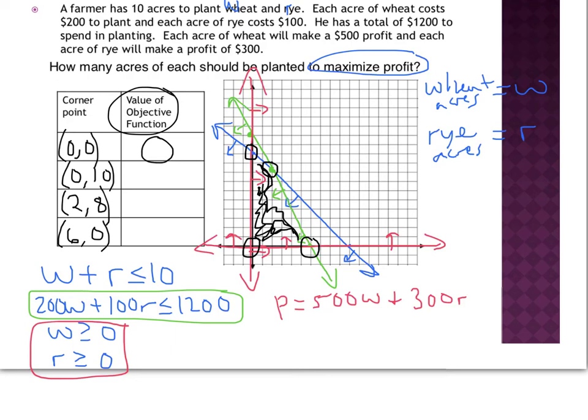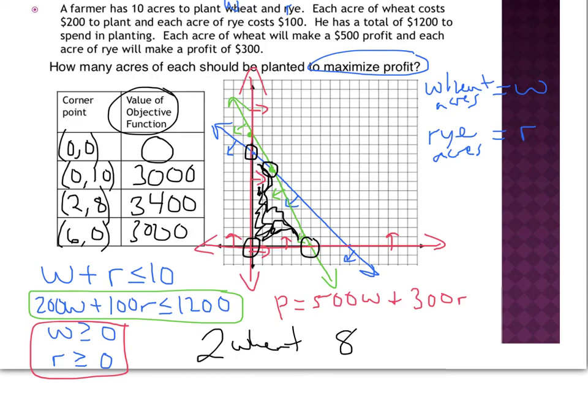Alrighty. If I plug in 0 for W and 10 for R, I'm going to have 3,000. 3 G's, yo. If I plug in 2, 8, I'm going to have 3,400. And then lastly, if I plug in 6 for W and 0 for R, 500 times 6 gives me 3,000. So how many acres of each should be planted to maximize my profit? That would be 2 acres of wheat and 8 acres of rye. Woo! And the profit that I'm going to get there would be 3,400.